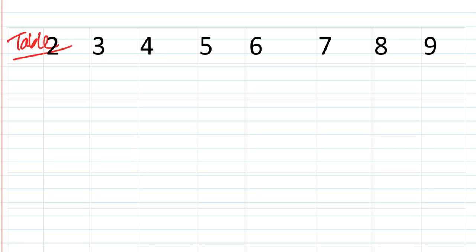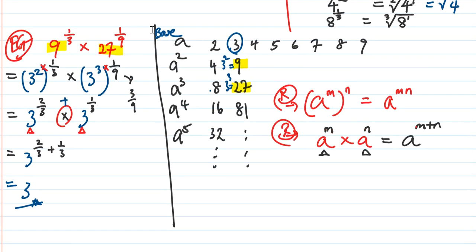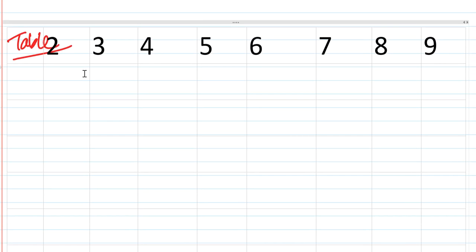Hi again. In this video, earlier we talked about having a table like this to help us solve questions like indices. But I thought it would be good to have a video sharing with you more about this table. So imagine you have the different bases 2, 3, 4, 5, 6, 7, 8, 9.